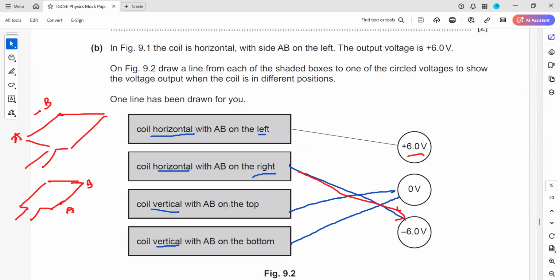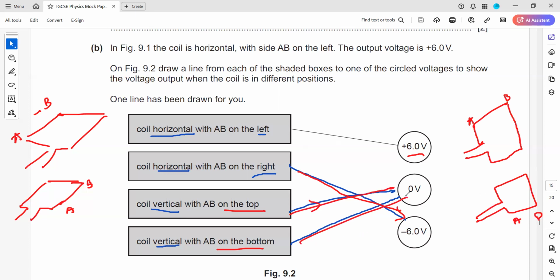Then if AB is at the top or AB is at the bottom, it means the coil is vertical. If the coil is vertical, the induced EMF is 0. Even if AB is at the top, or when the coil is vertical, AB is at the bottom. What will be the induced EMF when it is vertical? There is no induced EMF. That's why it will be 0.